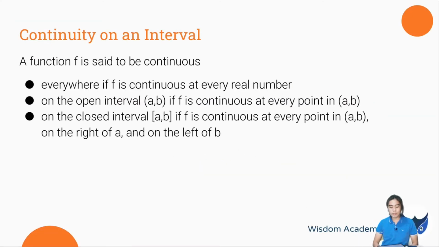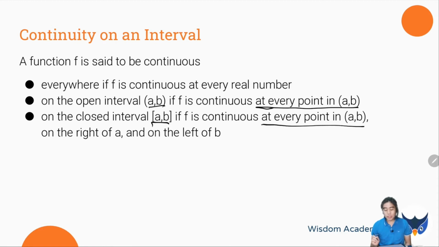Okay, so a function f is said to be continuous everywhere kung continuous siya at every real numbers. Tapos on the open interval (a, b), kung continuous siya at every point in the open interval (a, b). So sa lahat ng point doon. So kapag naman closed interval, dapat continuous at every point doon sa open interval, and on the right of a, and on the left of b.